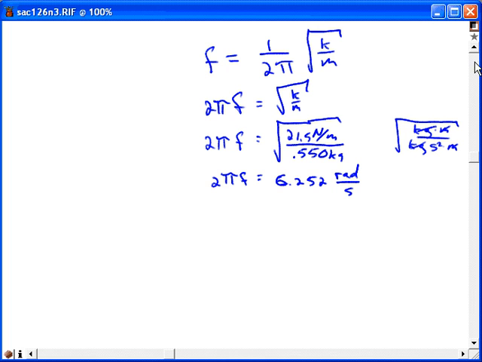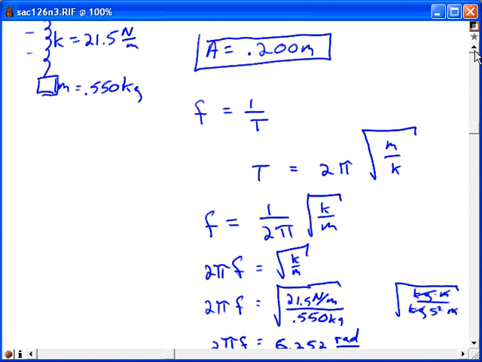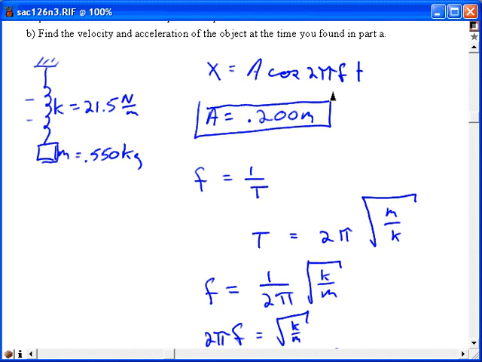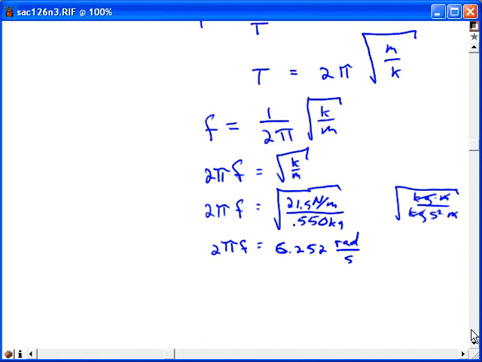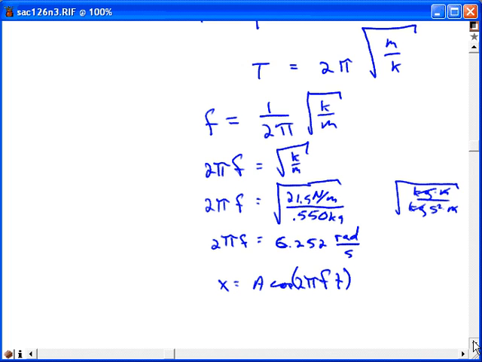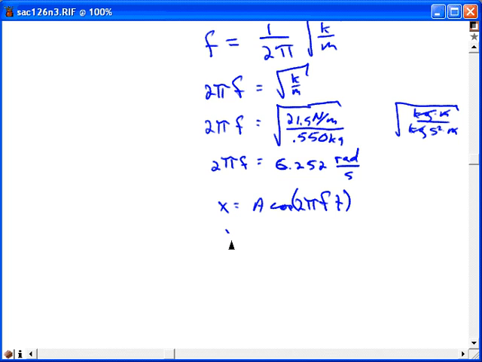Alright, so now we've got our expression for x. It's 0.2 meters times the cosine of 2 pi f t, where 2 pi f is known. So let's go ahead and solve that for t. I think I'll copy it down first. x is equal to A times the cosine of 2 pi f times t, and I want to solve that for t, get t all by itself. First I'll divide both sides by A.